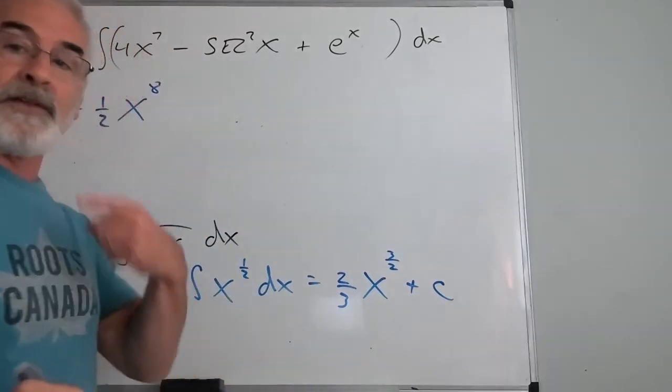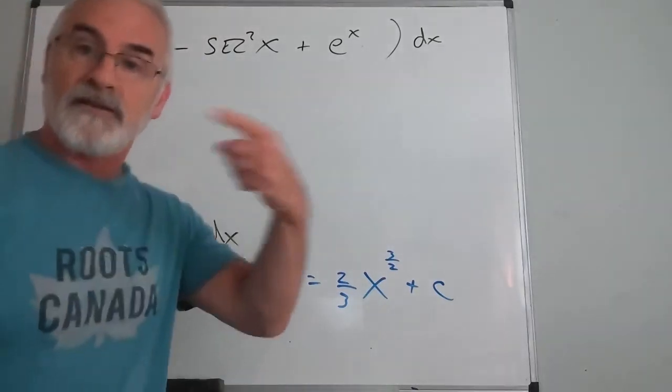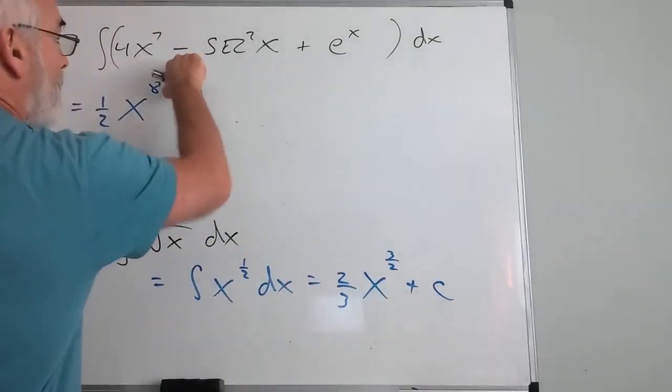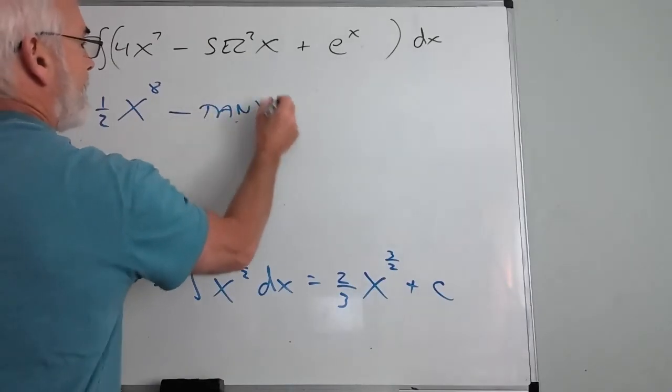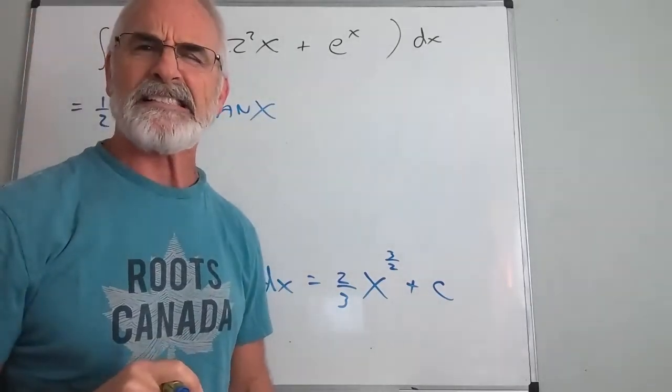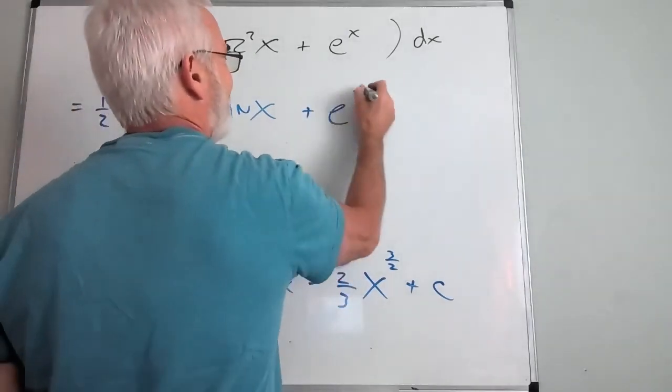Now, can you think of any functions whose derivatives look like secant squared? Tangent. So minus tan x. Can you think of any functions whose derivatives look like e to the x? E to the x, okay.